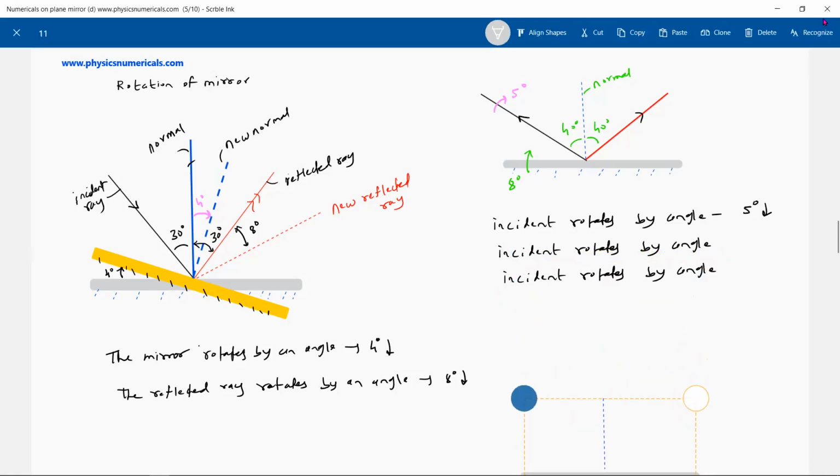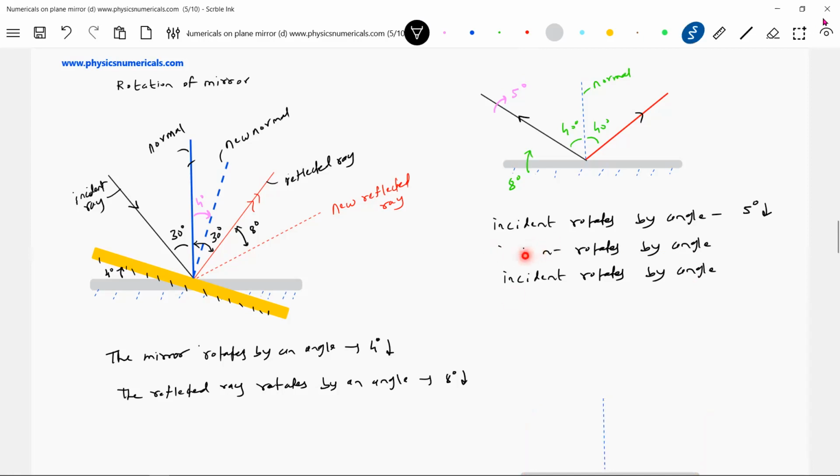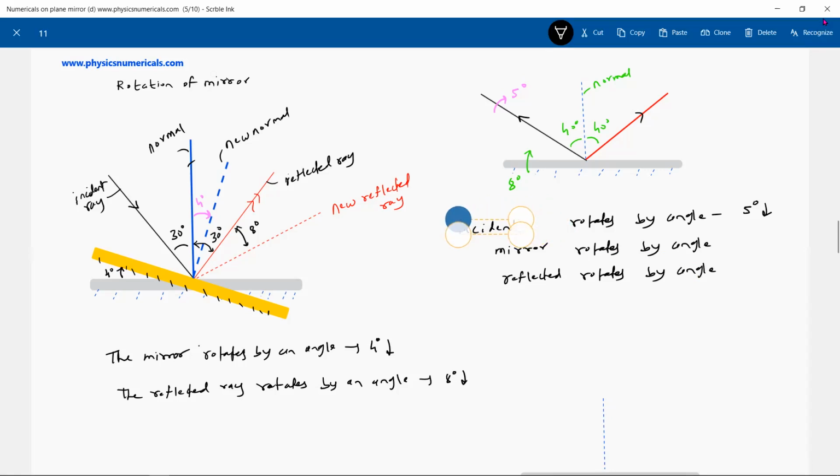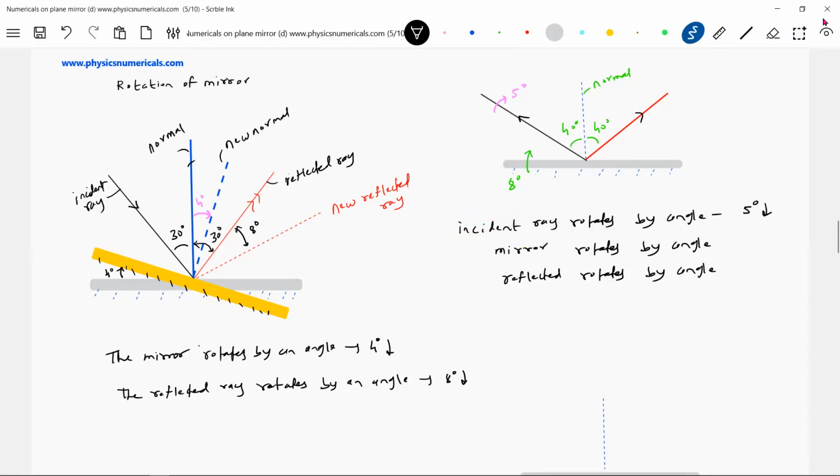Let me adjust all these things. There's an incident ray. Then the mirror rotates by an angle. How much will the reflected ray rotate? The incident ray I'll rotate by 5 degrees clockwise, and the mirror I'll rotate 8 degrees clockwise. Then how much will the reflected ray rotate?